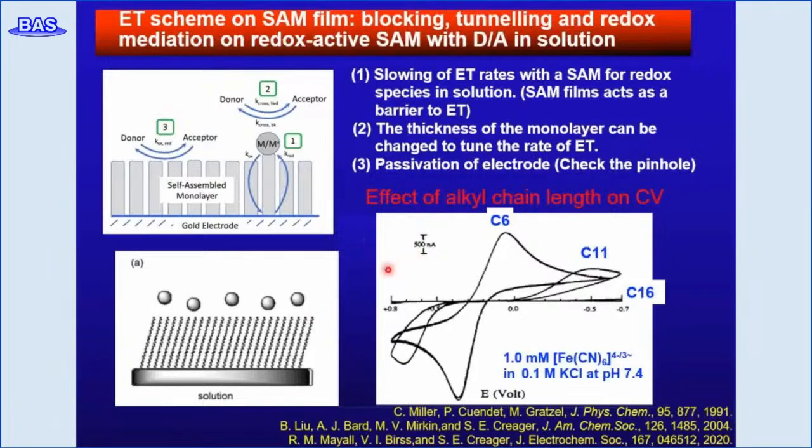For the redox response of ferrocyanide in potassium chloride solution, no CV response was observed on the gold electrode covered with hydroxyhexadecyl C16 chain, but in the case of hexyl C6 thiol on gold electrode, the broad CV response indicates electron transfer tunneling takes place.